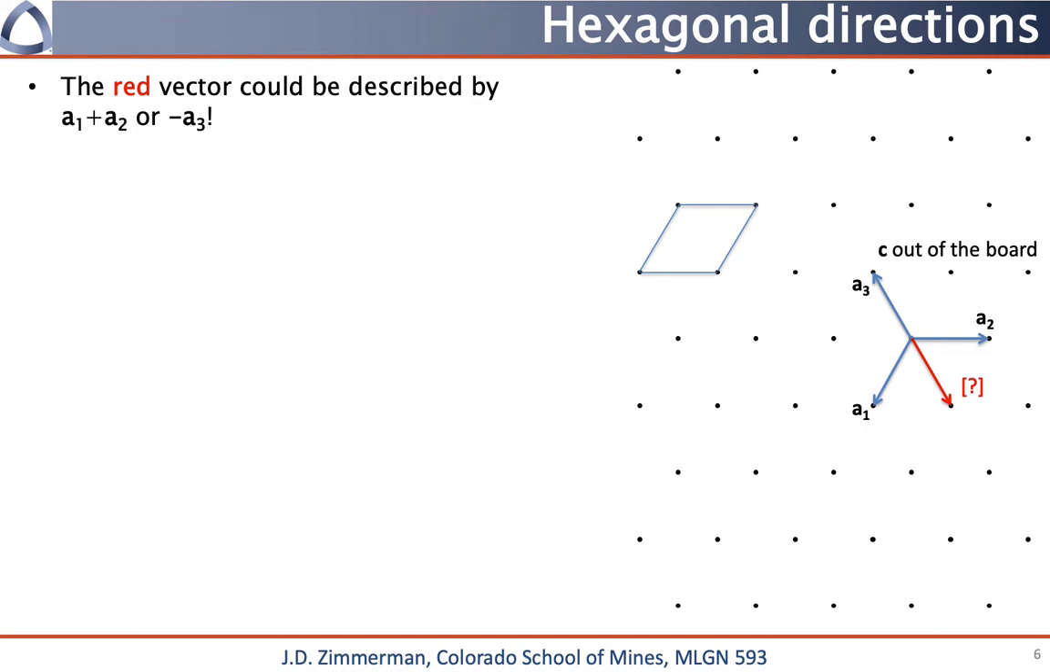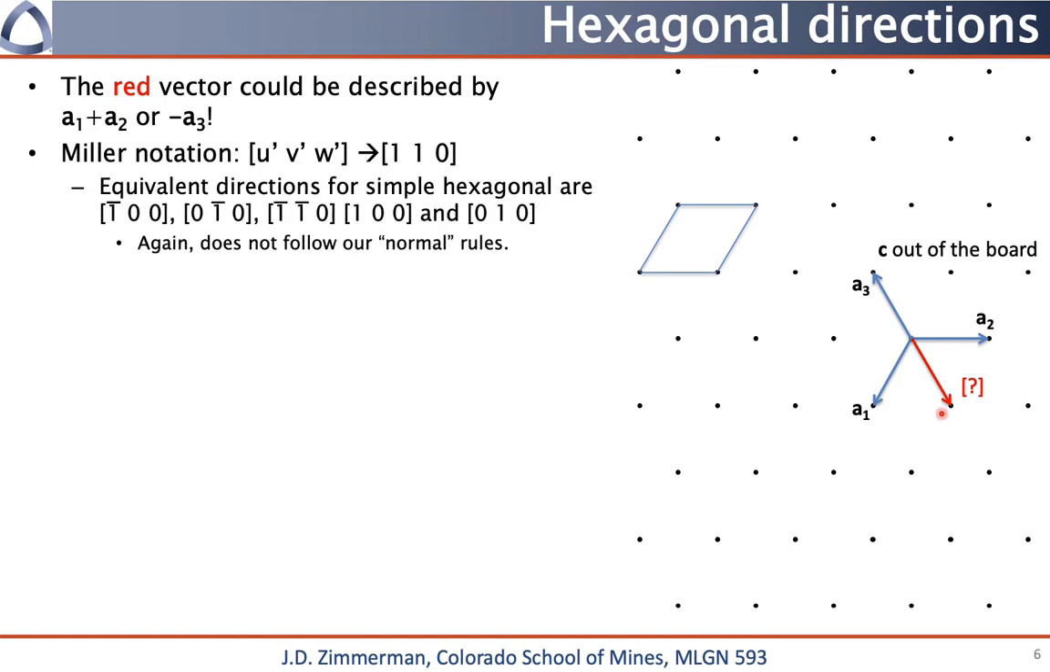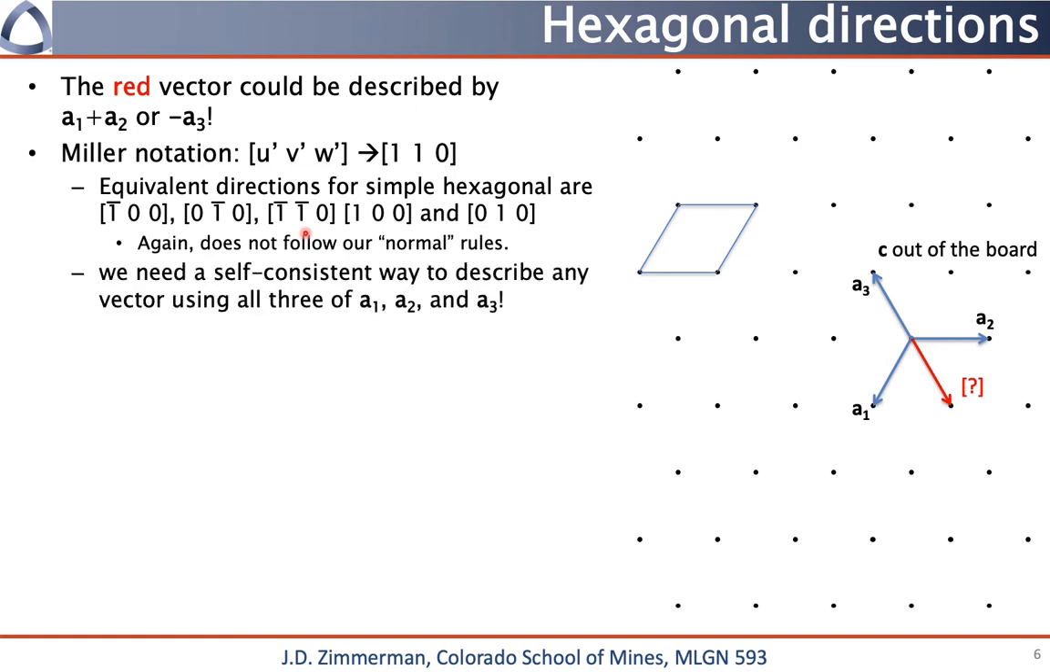Now, hexagonal directions are decidedly more complicated. So we have a red vector here. And this red vector could be described by going 1 in the a1 direction and then 1 in the a2 direction. But we could have also just gone 1 in the minus a3 direction. And so we have a problem. With Miller notation, this just would have been the 1, 1, 0 direction. The equivalent directions are given here, with these various permutations of ones and zeros, but they didn't follow our normal permutation rules.